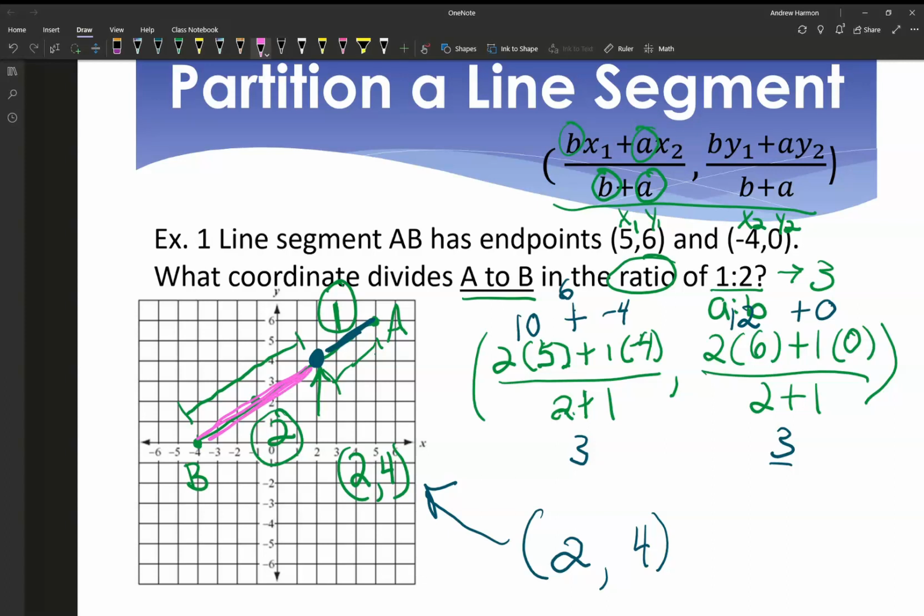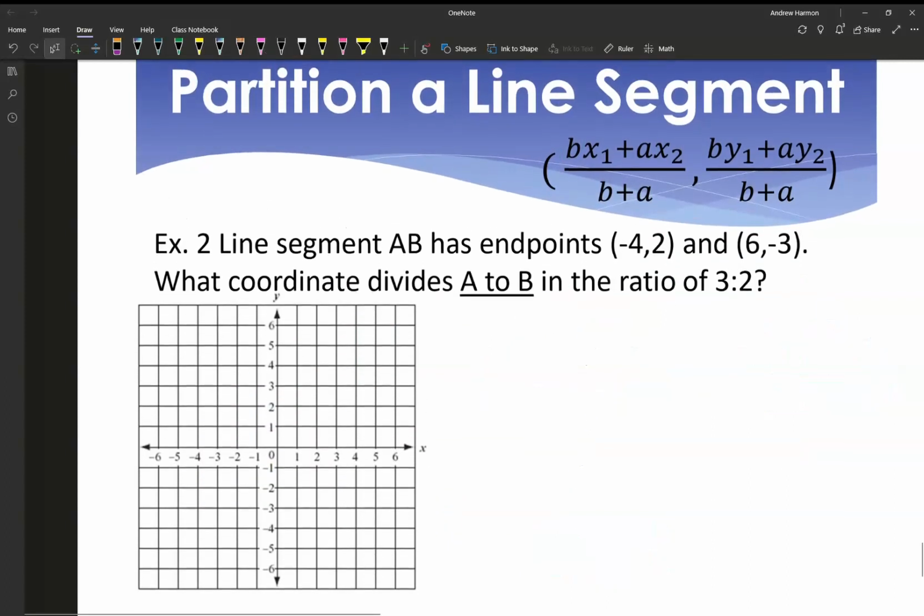Alright, let's look at a second example. So in this example, we're going to do the same thing. We're partitioning the line segment, but in this problem, we're partitioning in a ratio of 3 to 2. So that means we're really breaking it into 5 equal pieces. So let's just jump right into the equation. We know that A is my first value, B is my second value in the ratio. Then I have x1, y1, and x2, y2. So all I need to do is put my numbers into the formula.